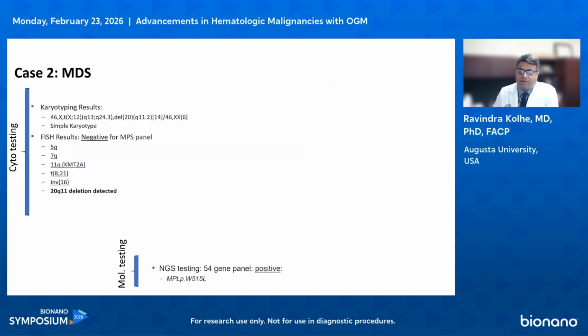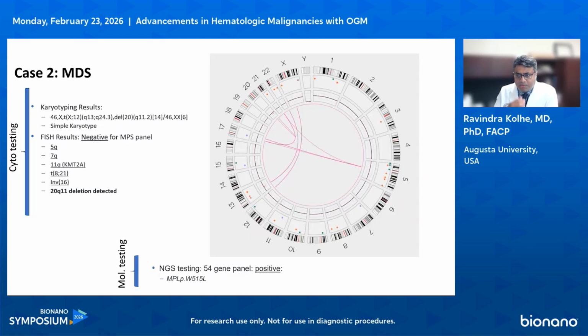This is another case of MDS, where the karyotype detected 2 aberrations, a translocation and a 20q deletion. The FISH confirmed the 20q deletion, and then we did the NGS panel, which was positive for MPL. And when we did optical genome mapping on this sample, in addition to detecting the structural variants which we found in karyotype and FISH, one of the major features we observed was it has a pretty complex karyotype.